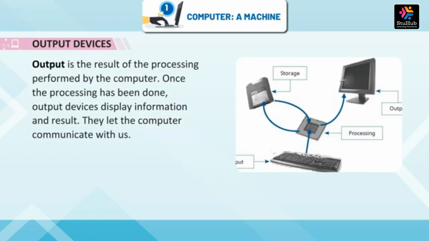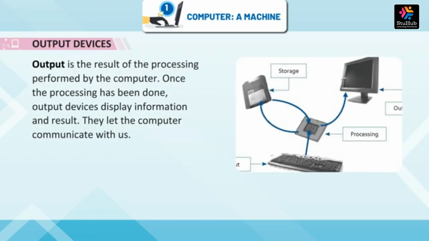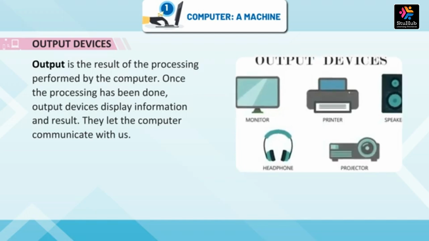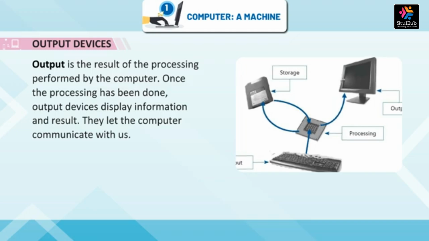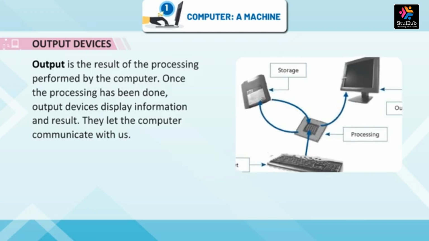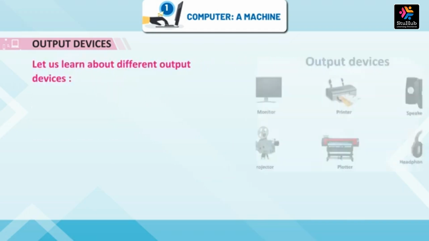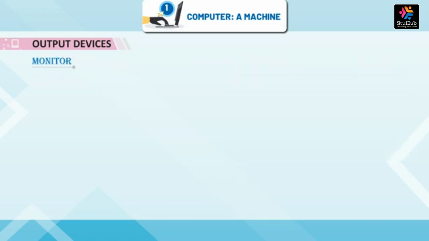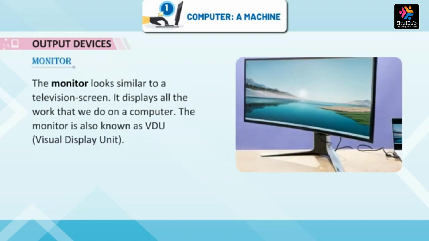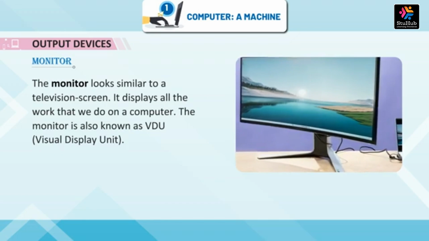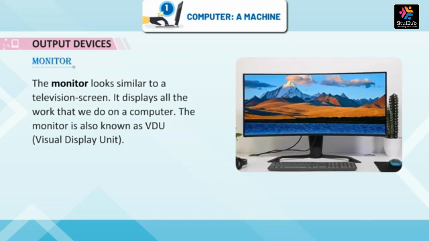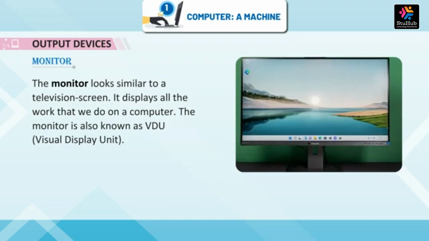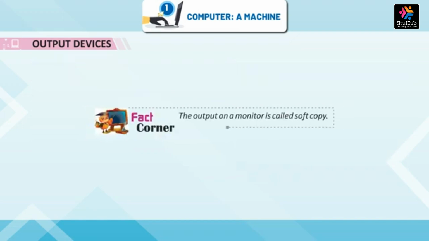However, it issues orders for everything and ensures that all instructions are carried out correctly. Output devices. Output is the result of the processing performed by the computer. Once the processing has been done, output devices display information and results. They let the computer communicate with us. Let us learn about different output devices. Monitor. The monitor looks similar to a television screen. It displays all the work that we do on a computer. The monitor is also known as VDU, Visual Display Unit.